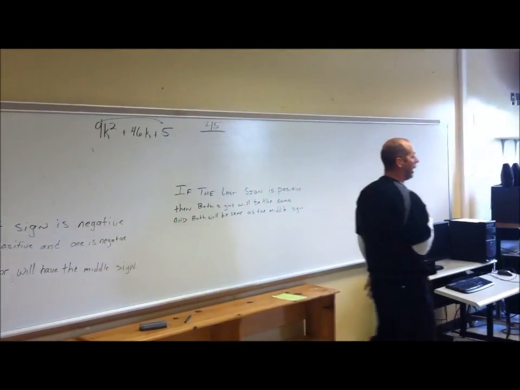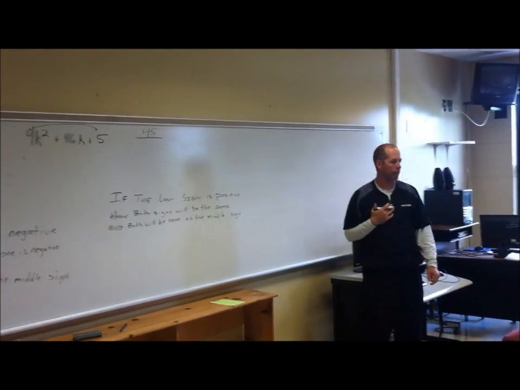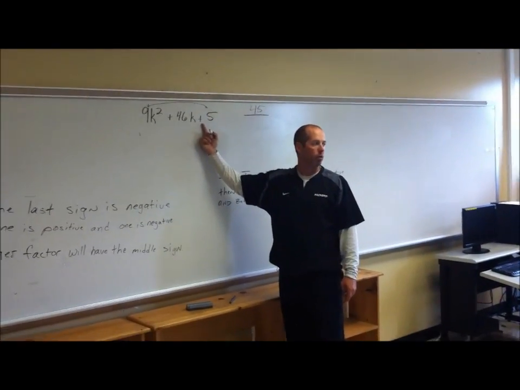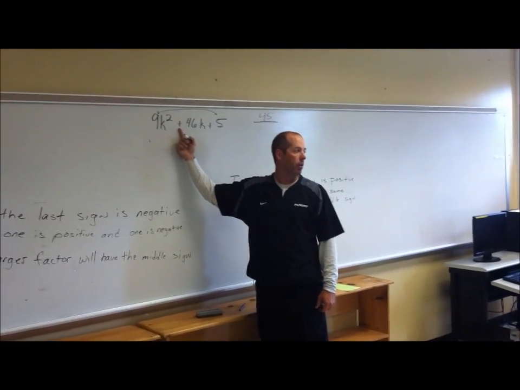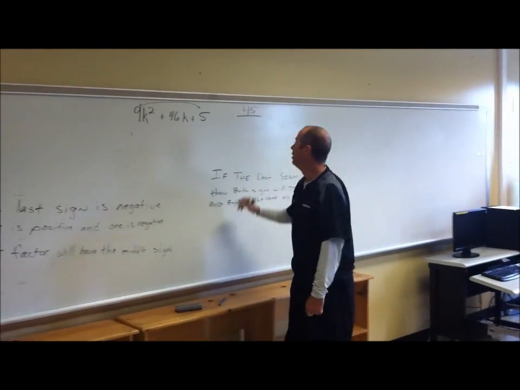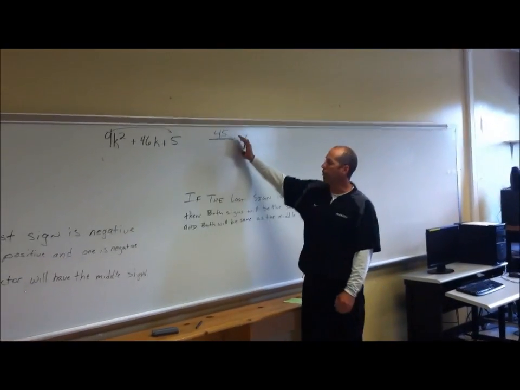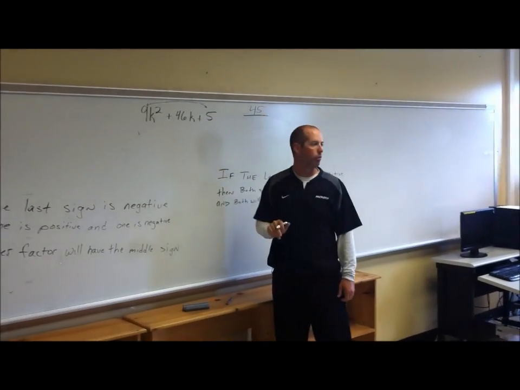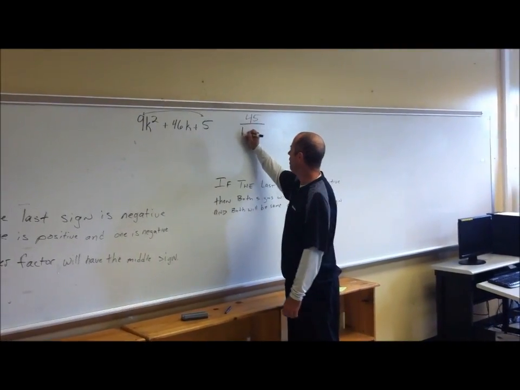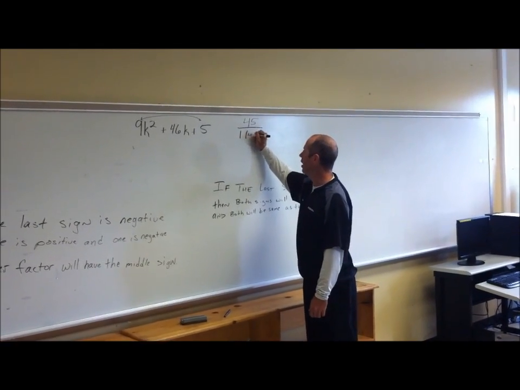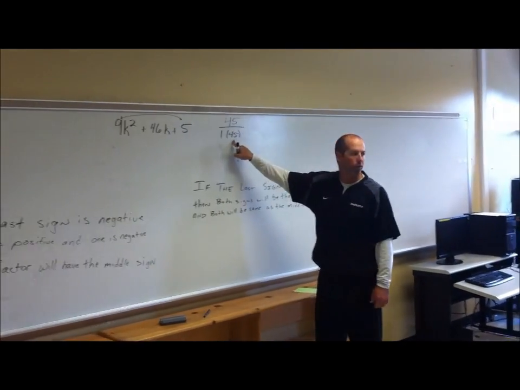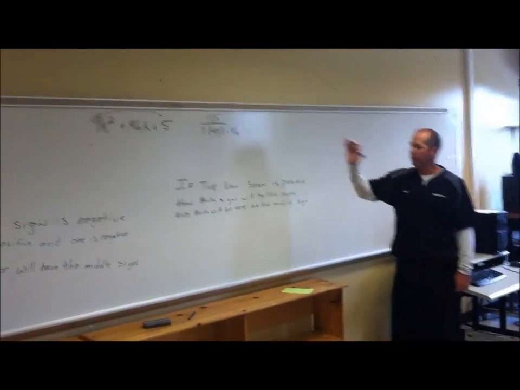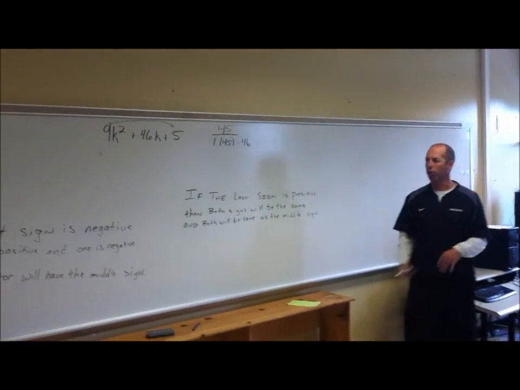Now, our signs follow the same sign rule we used last time. Last number is positive. That means both of them are the same. Middle number is positive. That means both of them are positive. So, I need two numbers that multiply together to give me 45, and add together to give me 46. Start with 1. 1 goes into 45 forty-five times. 1 plus 45 is 46. There's my factors.